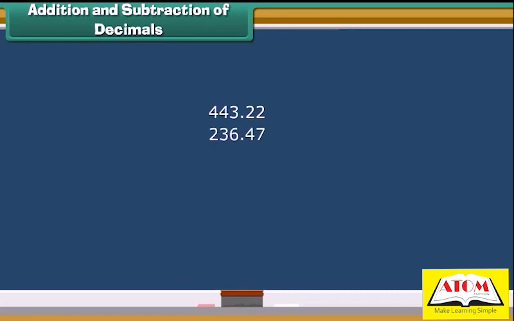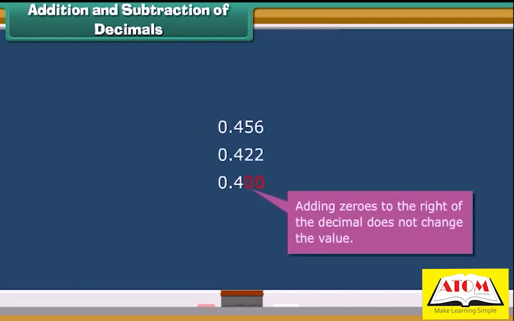Decimals are easier to add or subtract just like whole numbers. For this purpose, you have to line up the decimals first. See, it's easy. Also, decimal numbers are easier to compare. Just add zeros at the end of the shorter number to make the numbers the same length. And you can tell right away which number is bigger. Remember, adding zeros to the right of the decimal does not change the value.